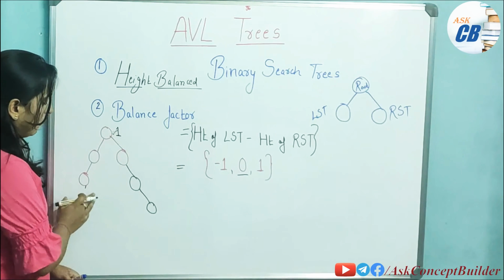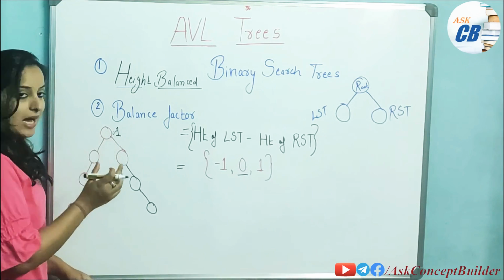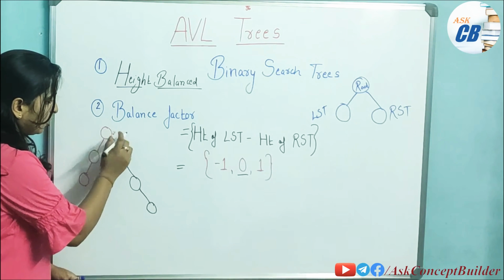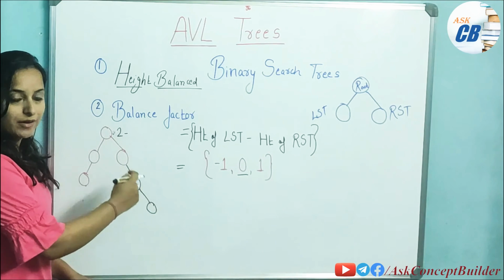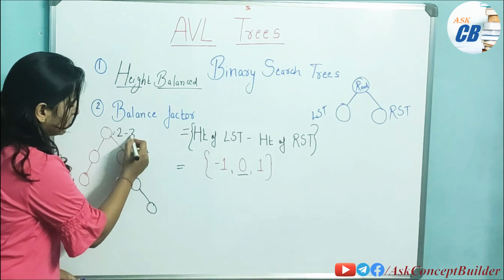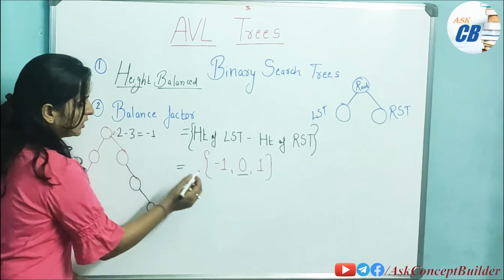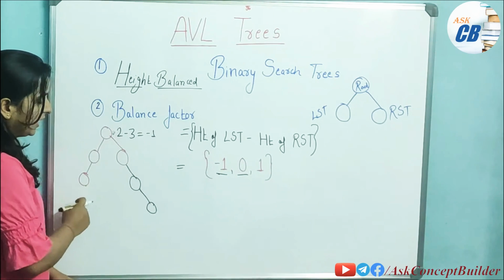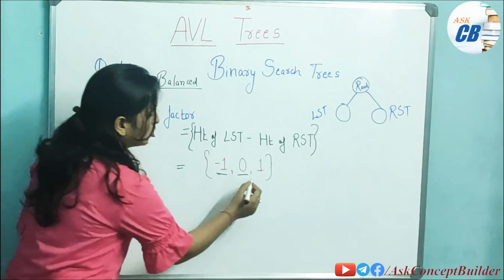Okay, now what will be your balance factor for this node? Height of left subtree is 1, 2, so this will be 2 minus height of right subtree, which is 1, 2, 3. 2 minus 3 is minus 1. Now see, you can have this value also, and when it was 3 here and 2 here, then 3 minus 2 was your 1.